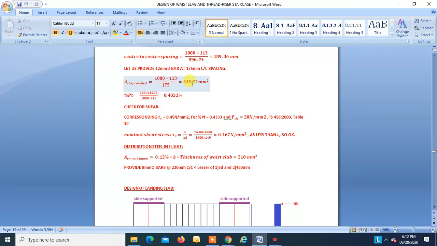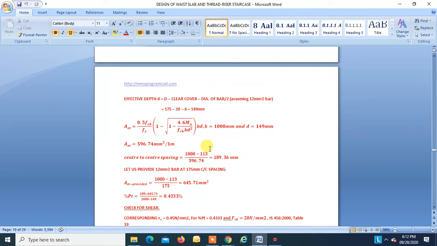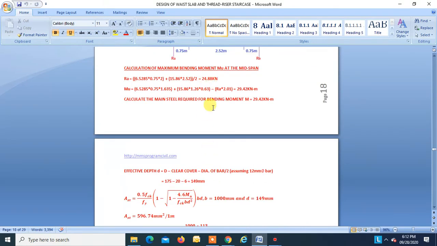As we have reduced the spacing, of course our pt provided will be increased. So now the steel is 645.71, and pt is 0.433. The corresponding tau c we find is 0.45, for pt 0.433 and fck 20, from IS 456:2000 Table 19. So the nominal shear stress tau v is equal to the reaction divided by b d. The reaction we found as 24.88.